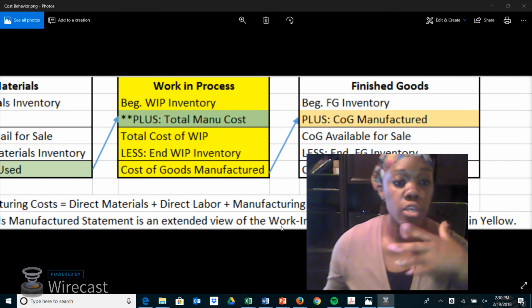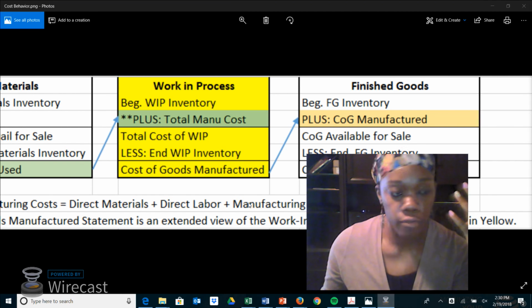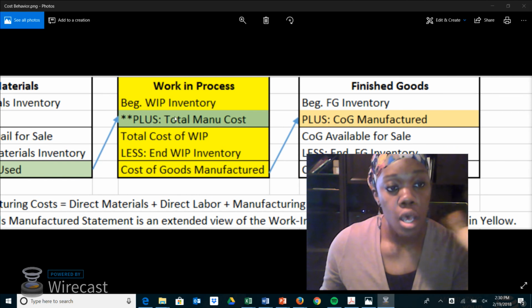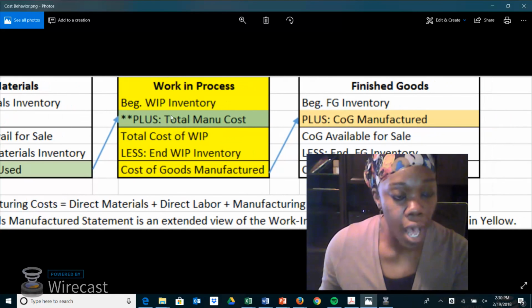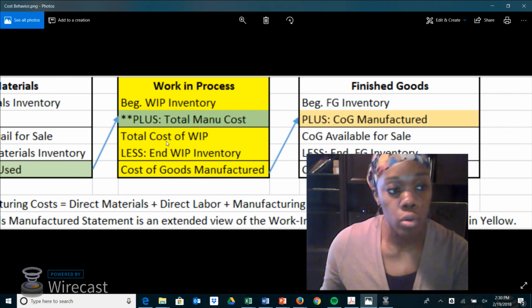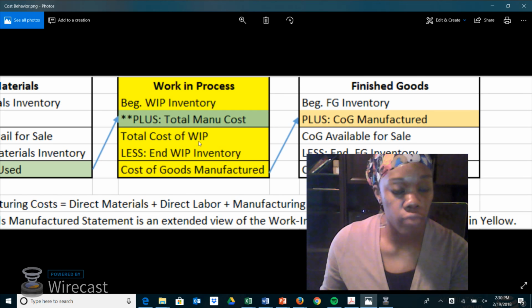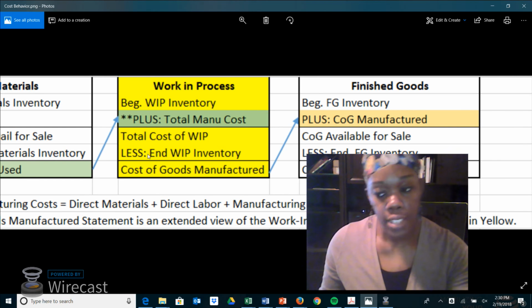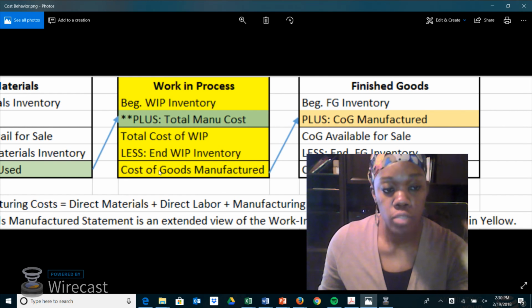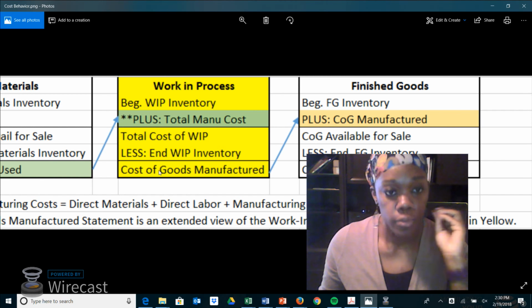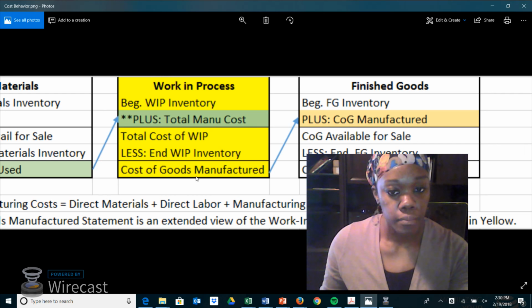All right, and then we can follow the same type of formula that we did over in the direct materials. We take our beginning plus the purchases, what we added to the pot. That's going to give us the total available, the total cost of work in process. Then we subtract out what we had left over at the end of the period, and that's going to tell us how much we actually manufactured this period.